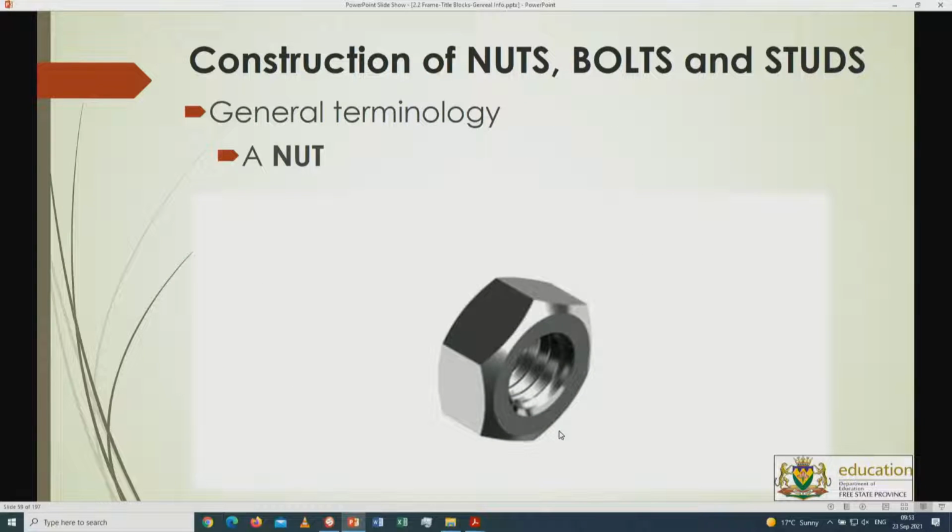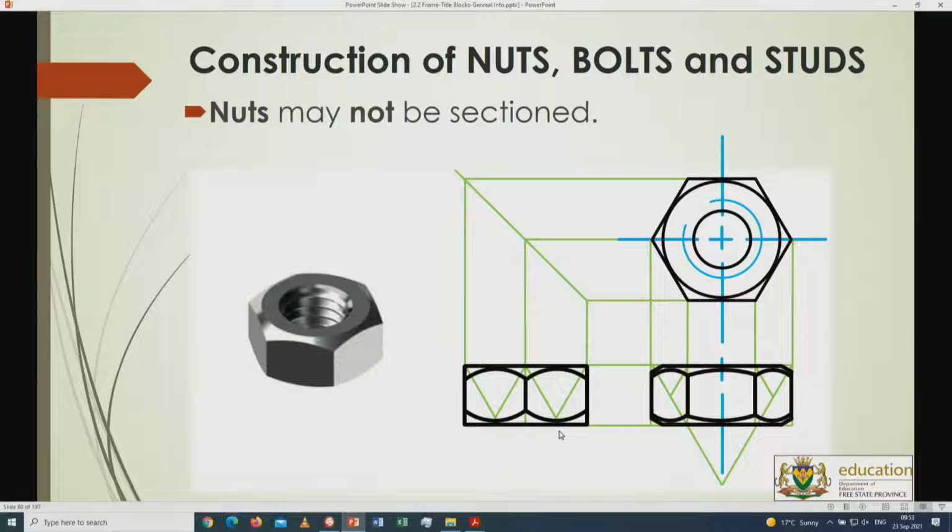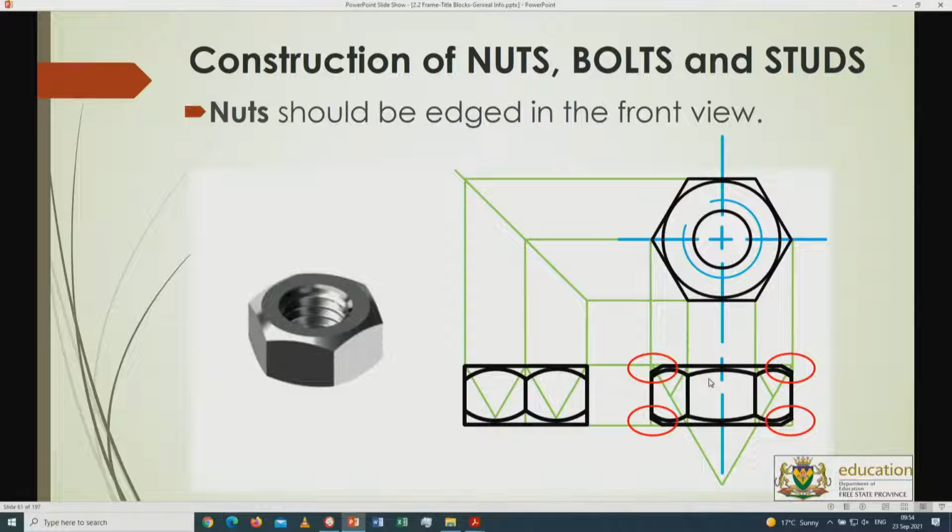Bolts and nuts, ladies and gentlemen. 50% of the question paper in 2019 for the complex assembly or the assembled drawing was nuts and bolts. 50% of that, 45 to 52 marks was given for nuts and bolts and the hatching of that, and also for the information that you get on that part. So this is very important.